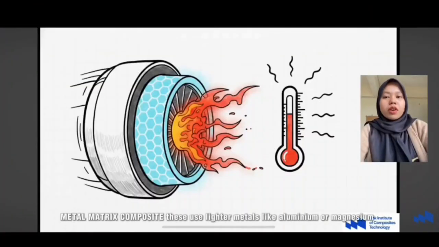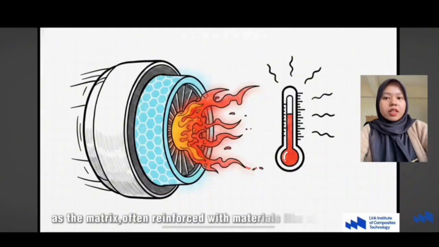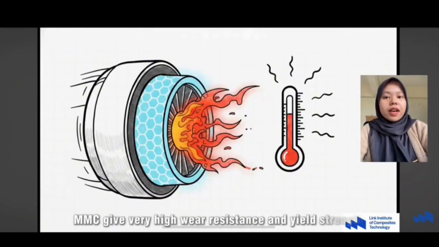Metal matrix composites, or MMC, use lighter metals like aluminum or magnesium as the matrix, often reinforced with materials like silicon carbide. MMC give very high wear resistance and yield strength.